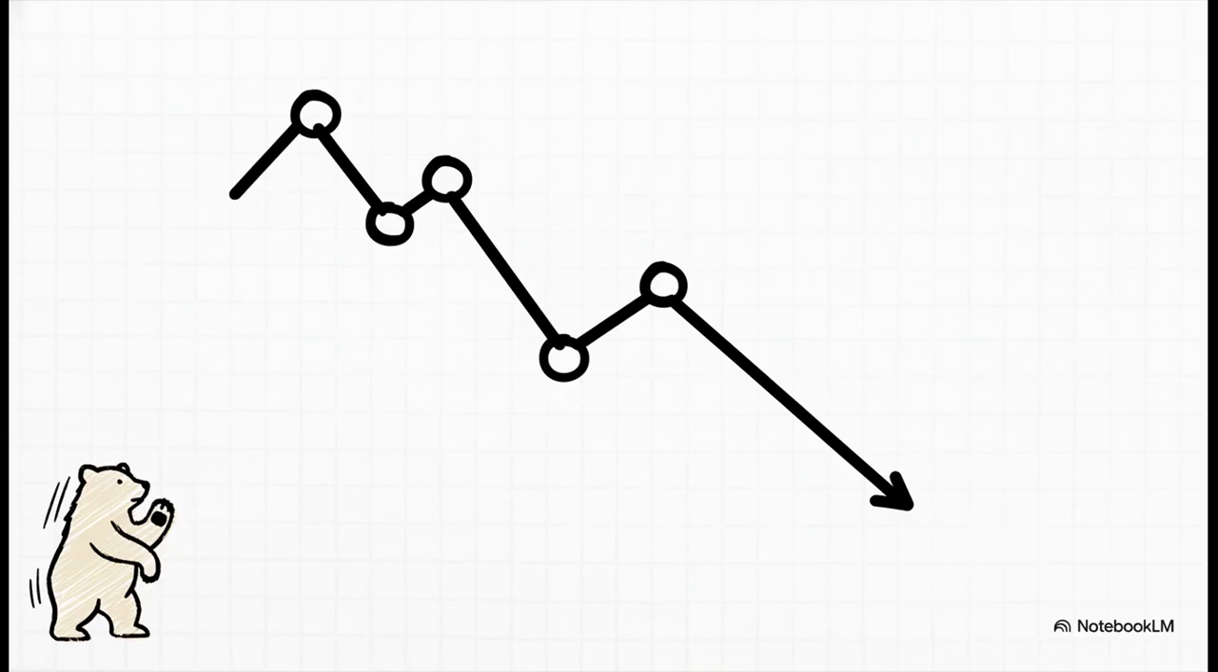Then you have the exact opposite, a downtrend, or a bearish market. Here, prices are generally falling. What you're looking for now is a series of lower highs. So each time the price tries to rally up, it hits a ceiling that's lower than the previous peak. The trend line connects these peaks, forming that resistance ceiling we talked about.